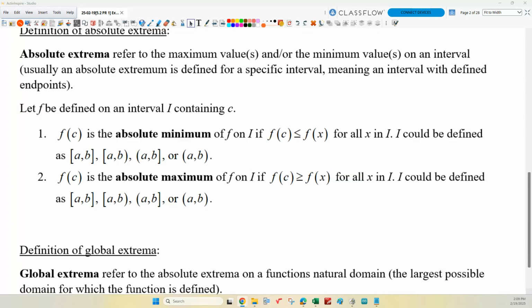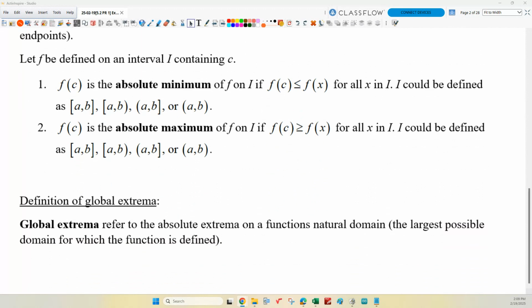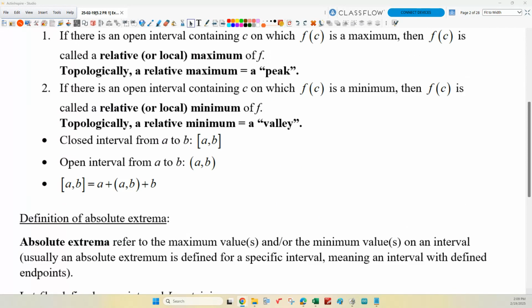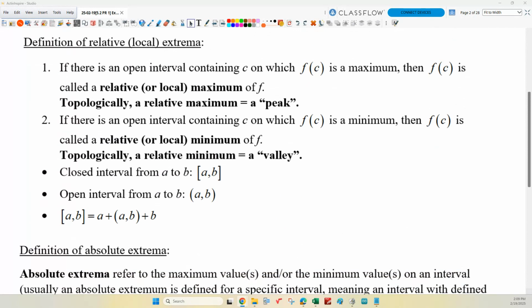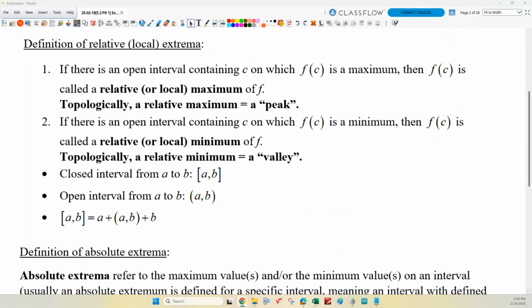And then a global extremum just means that if I take the natural domain of the function, so all the x values that could possibly work on that function, there is one peak that is the highest. The highest peak would be the global maximum, and the lowest valley would be the global minimum. Okay? So a lot of vocabulary, but the stuff we're going to focus on primarily are relative extrema and absolute extrema. Okay?